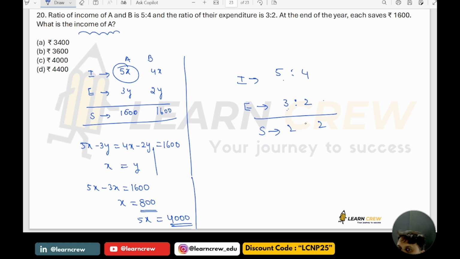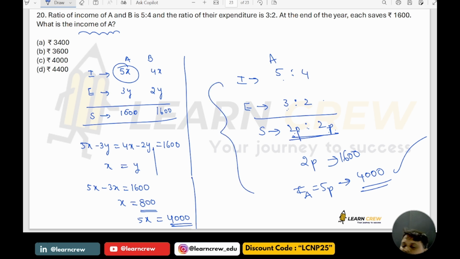But when you do like this, when you get the same ratio, when you get 2:2, same terms, then these 2 parts, how much is it? 1600. So income of A is how much? Income of A would be 5 parts. 2 parts is 1600, which means 5 parts is 4000. Thereby this is the shortcut which you can apply. This can be applied only when you get the same parts. 5 minus 3, 2, 4 minus 2, 2.